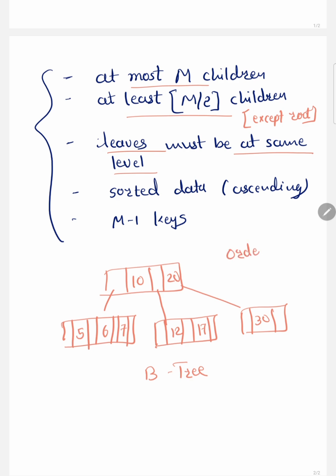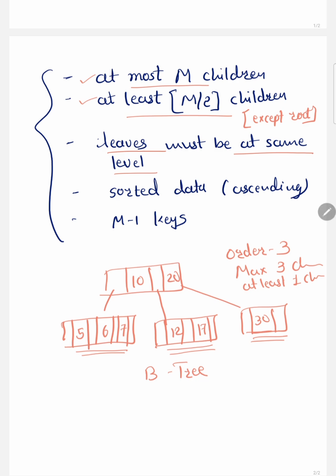So order 3, that means what? I can have a max of 3 children, and at least 3 by 2, that's 1.5, and the integer is 1, so at least one child. So for both conditions, you can see that nothing is going beyond 3, and the least is also 1 only. So the first one is satisfied, the second one is also satisfied, except the root node, for which we have an exception.